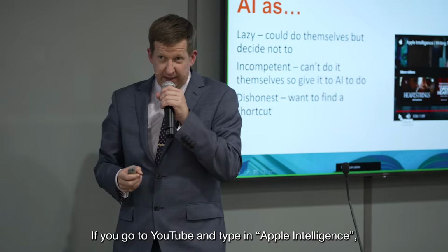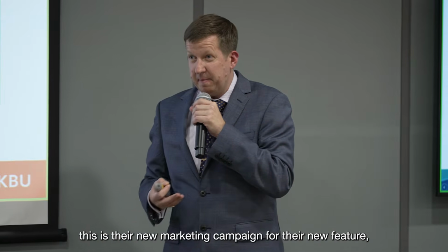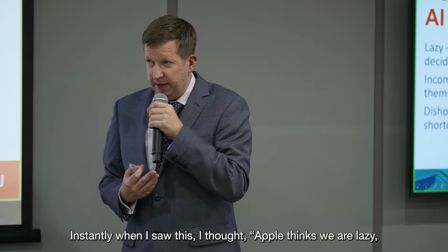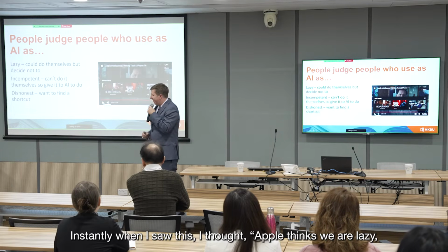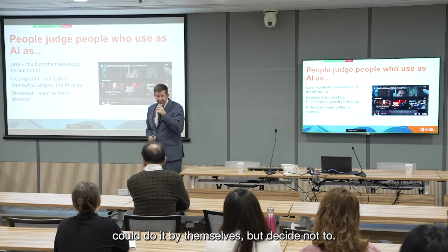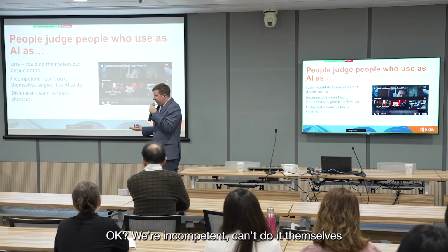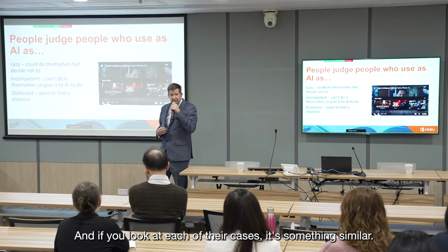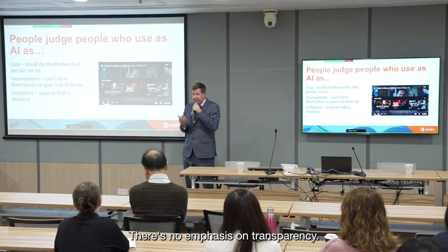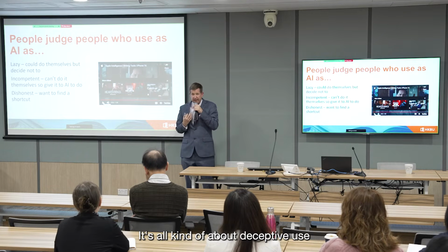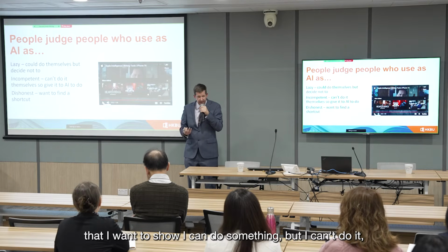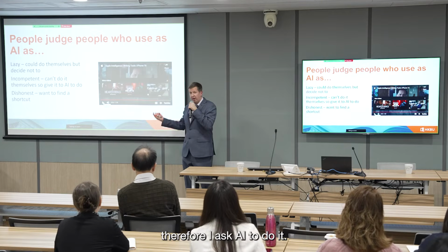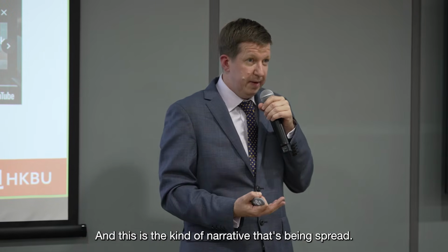So if you go to YouTube and type in Apple Intelligence, this is their new marketing campaign for their new feature. And instantly, when I saw this, I thought Apple thinks we are lazy, could do it ourselves but decide not to, or incompetent, can't do it ourselves so get AI to do it, or dishonest, want to find a shortcut. And if you look at each of their cases, it's something similar. There's no emphasis on transparency. It's all about deceptive use. That I want to show I can do something, but I can't do it, or don't want to do it, or don't want to use my time to do it, therefore I ask AI to do it. And this is the narrative that's being spread.